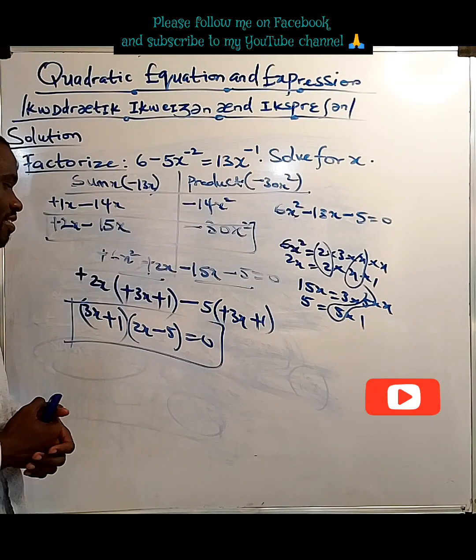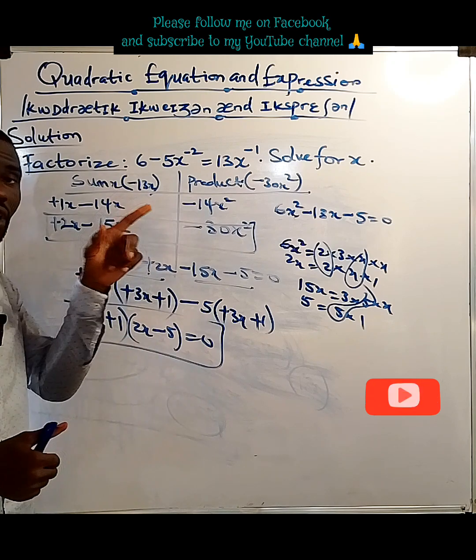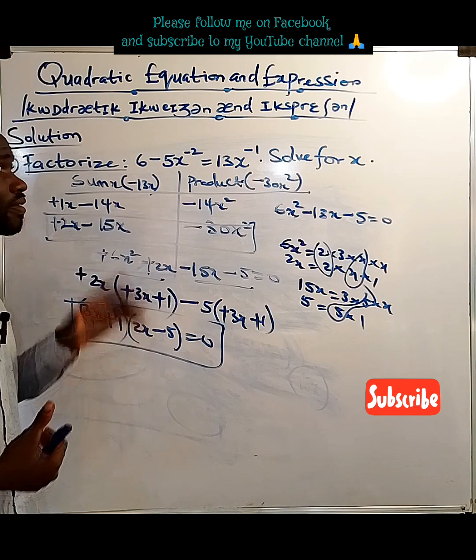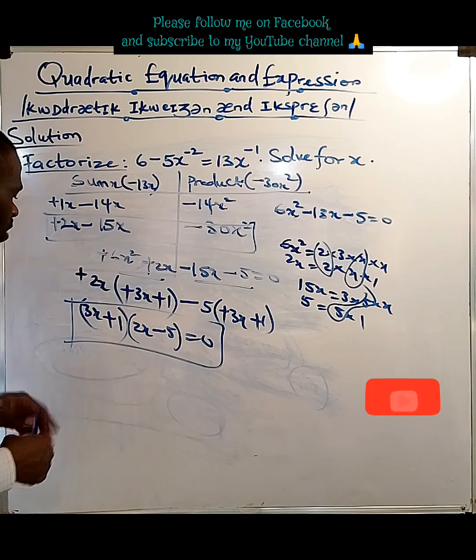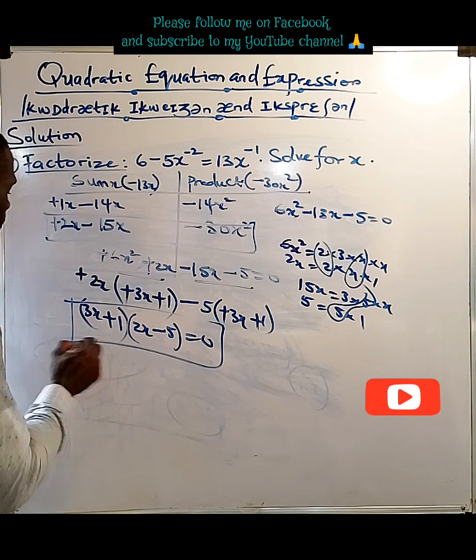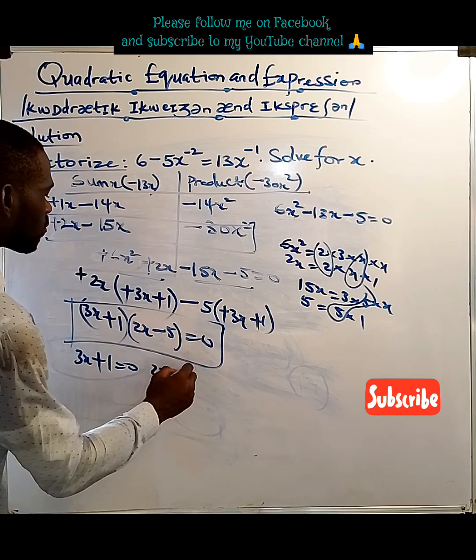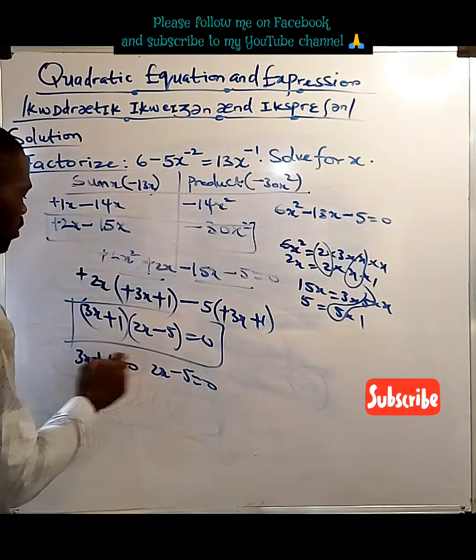This is everything. So the next thing we're going to do now is solve for the values of x. The values of x are the roots of this quadratic equation. So let's solve for the values of x right away. Now 3x plus 1 equals 0, and 2x minus 5 equals 0. So send this to the other side.